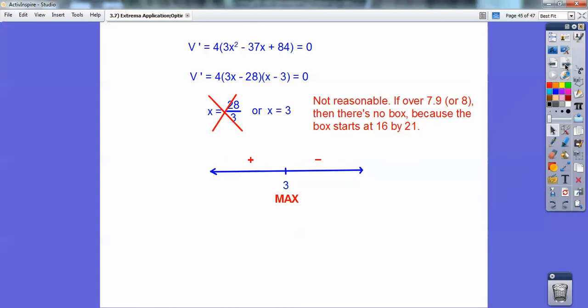So test it on the number line, and I find out that's a maximum. That's what we wanted, a maximum volume. So we're going to cut out a little 3 by 3 square.